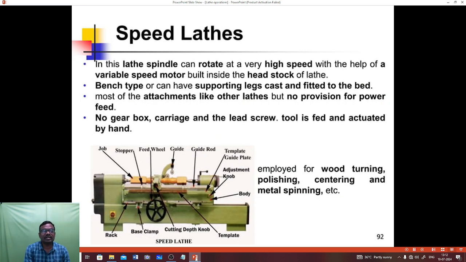Speed lathes. In this lathe, the spindle can rotate at a very high speed with the help of a variable speed motor built inside the headstock of the lathe. It can be bench type, or you can have supporting legs cast and fitted to the bed. It has most of the attachments like other lathes, but no provision for power feed. No gearbox, carriage and lead screw. Tool is fed and actuated by hand.